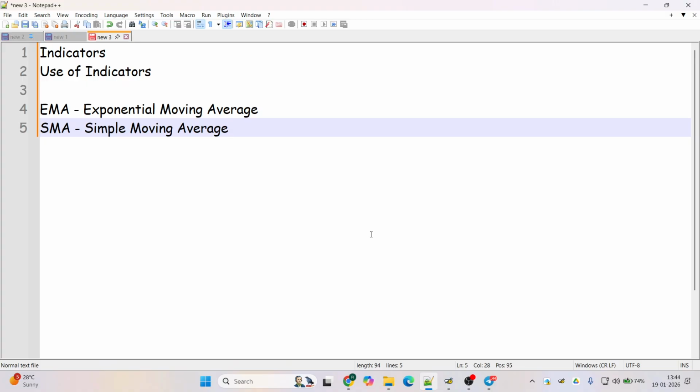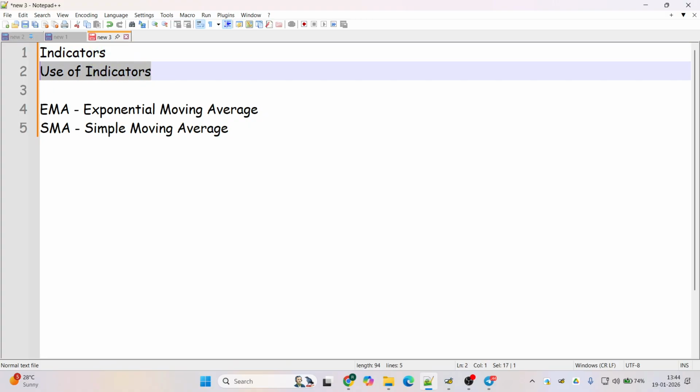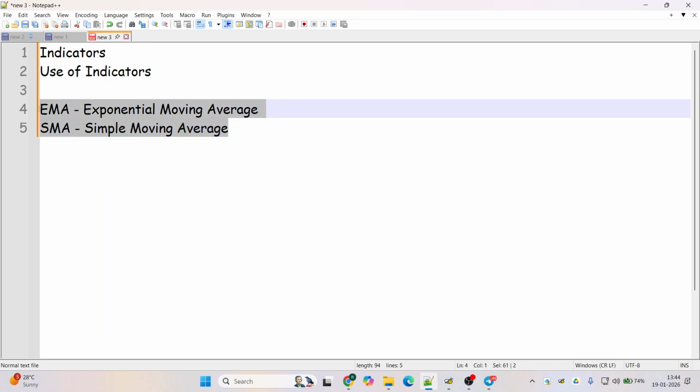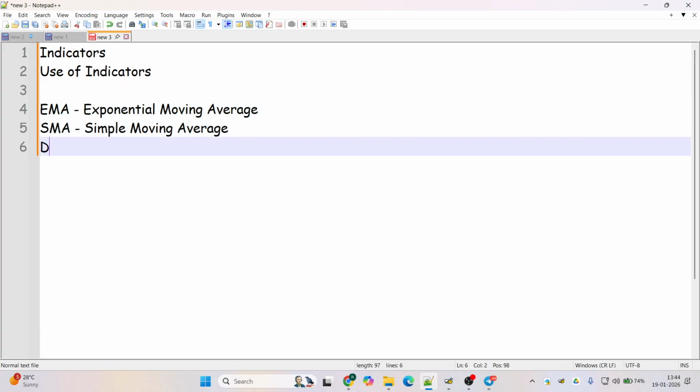So, we are moving now into the next section, which will be very helpful in our trading journey, which is called indicators. This will be the agenda for today for this topic. We'll see what indicators are and why they are helpful in taking our trading decisions, and we'll go about the first topic as well, which is exponential moving average, simple moving average, and their difference. So without wasting time, let us get into the topic.